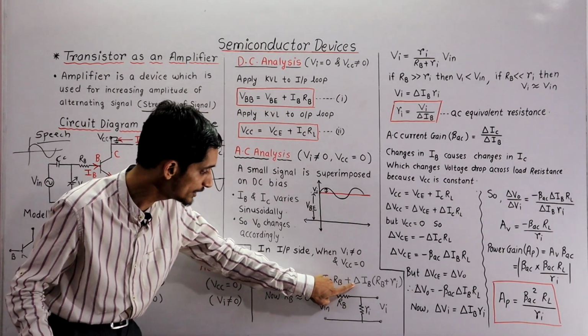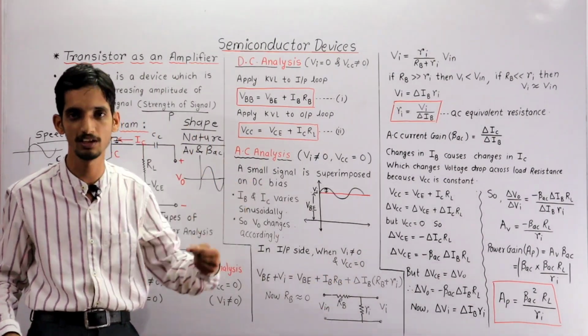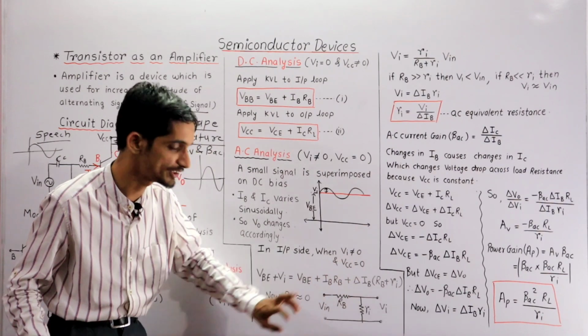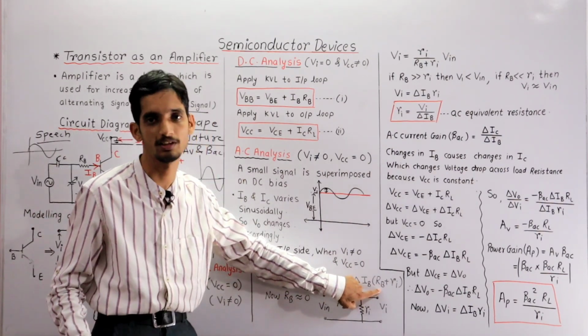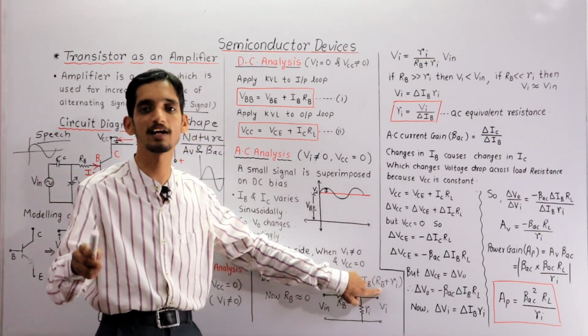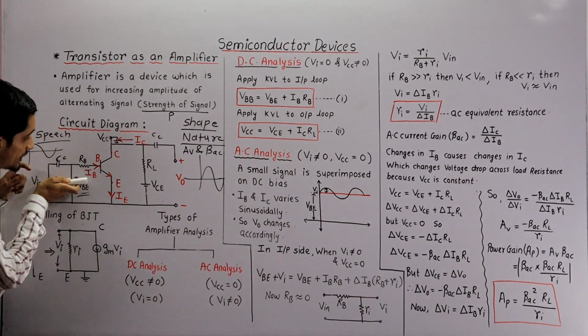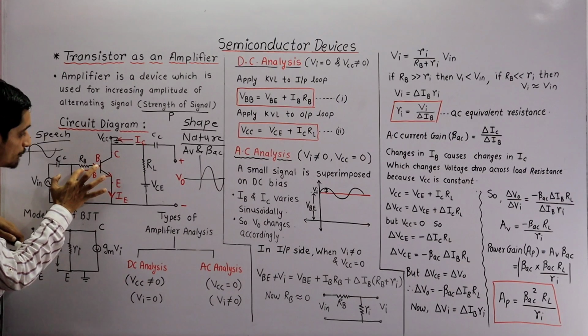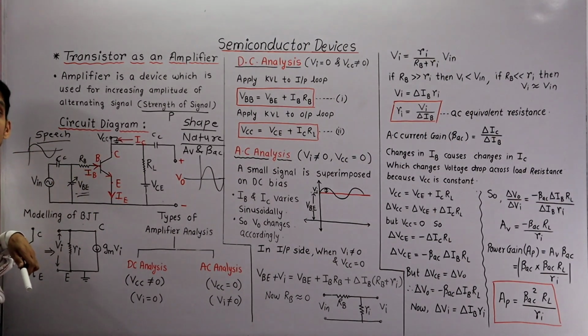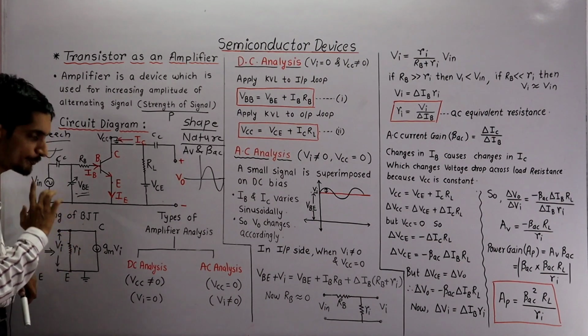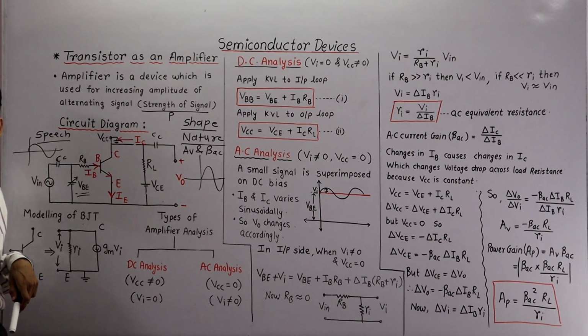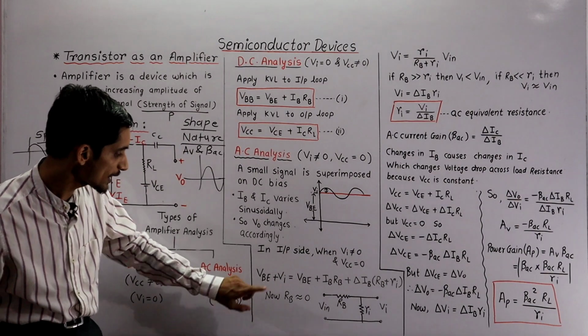Now why delta IB? Because your input is changing, that's why your current also changes, and this RB is already constant. That's why RB plus Ri is the total resistance from this side. If you observe from this side, you are observing RB plus Ri. This Ri is hidden. It comes into the picture only when you apply the AC input. So in that case, what happens?